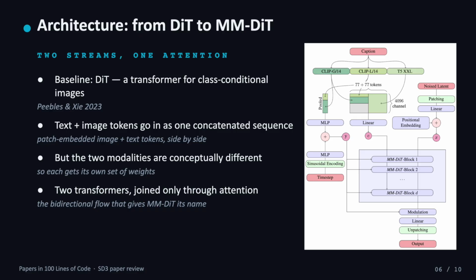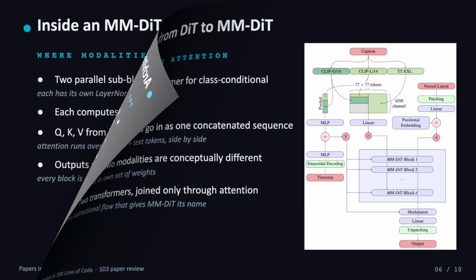The text tokens and the image patch tokens go into the network as one concatenated sequence. But, and this is the key choice, the two modalities get separate weights. Each one has its own layer norms, its own linear projections, its own MLP. Two transformers running in parallel, joined only through the attention operation.